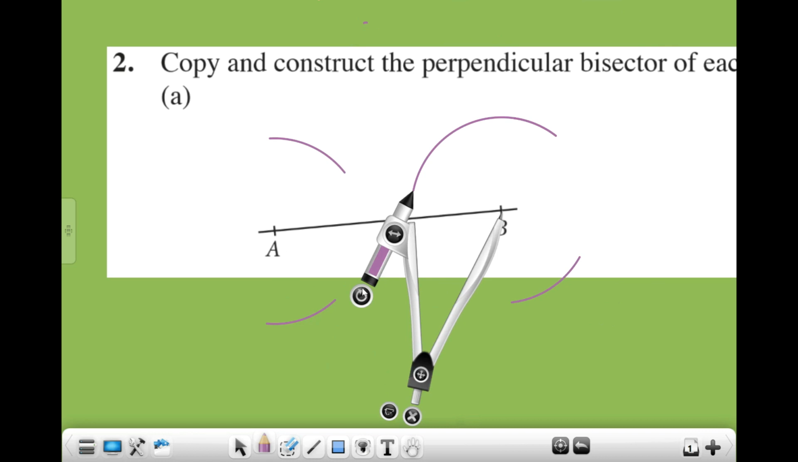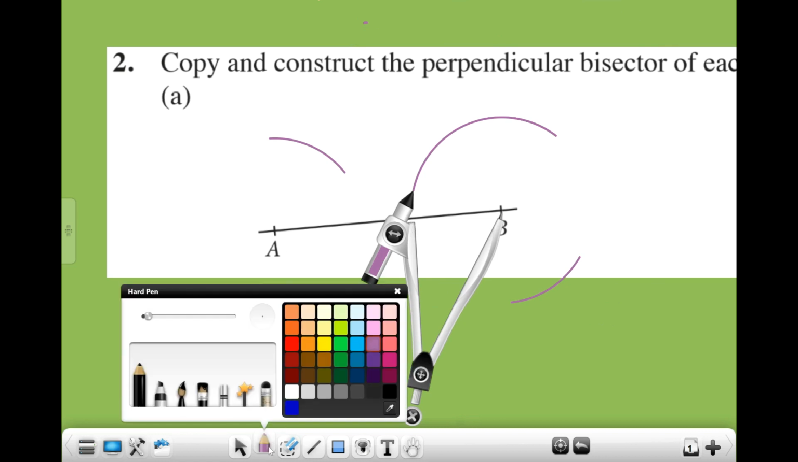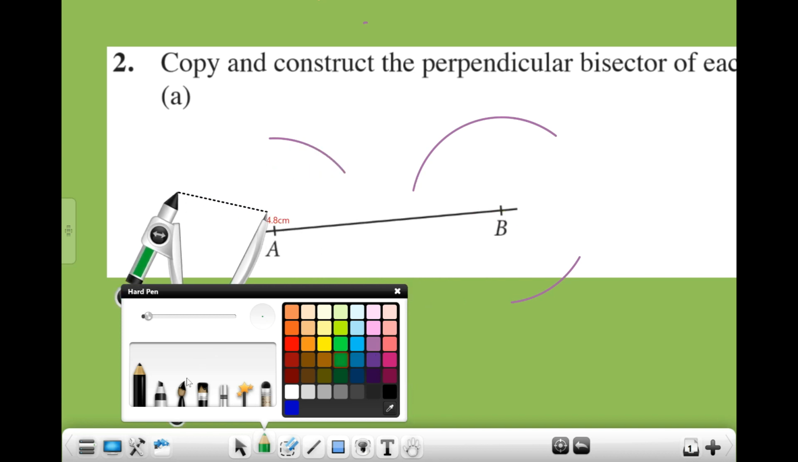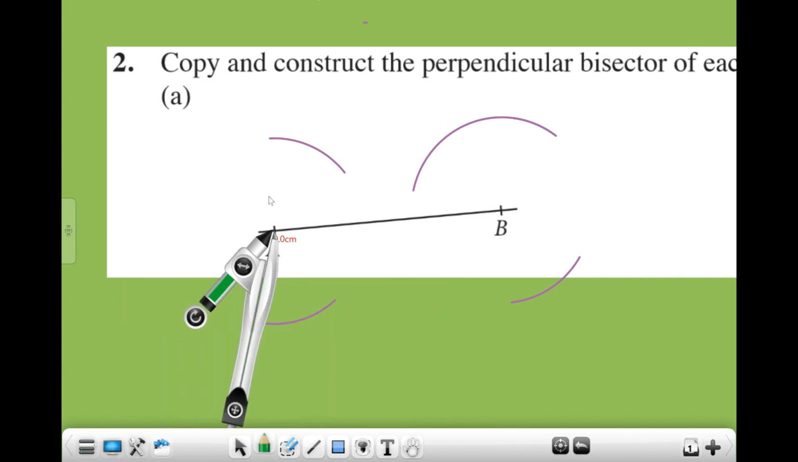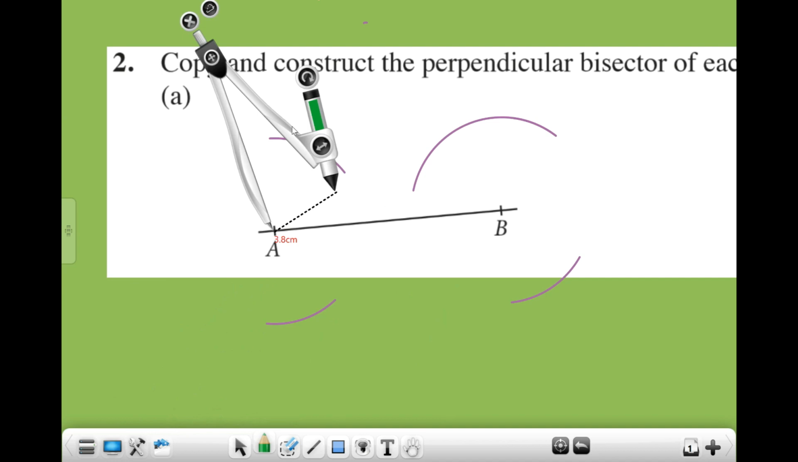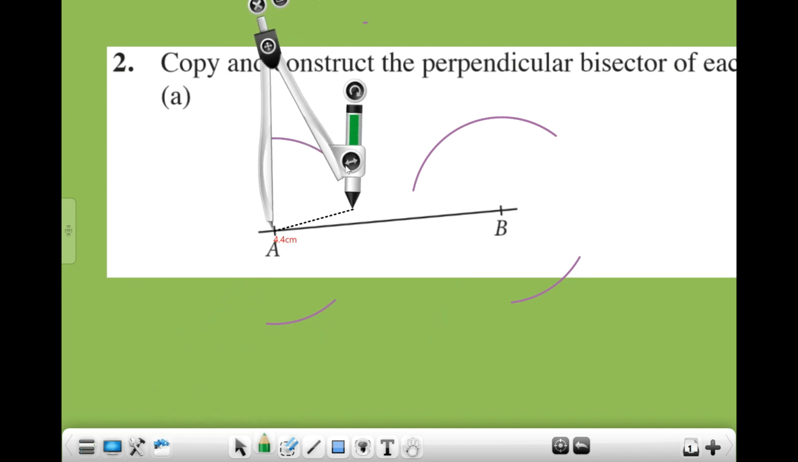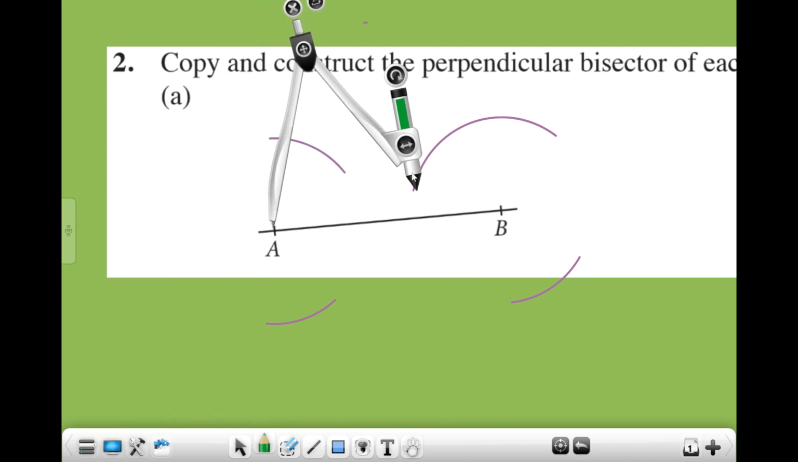You see now I changed the color. I'm going to use more than half of the line. So I move it here. I'm going to drag my compasses. This is easier to see. I move it more than half of the line. So I'm going to draw the arc. I'm going to draw the arc on top and at the bottom.